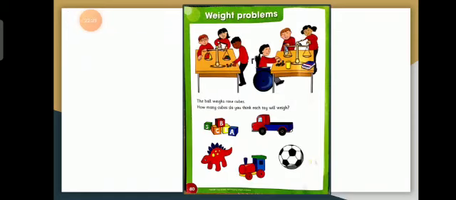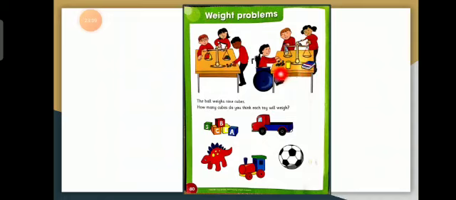This is your page number 80. Weight problems. Now can you see over here what the children are doing? They are using the balance and they are measuring the weight. They are using non-standard units for measuring: marbles, football, book, bottle. You can see they are putting objects on one side and the other side, using the non-standard units for measuring the things.